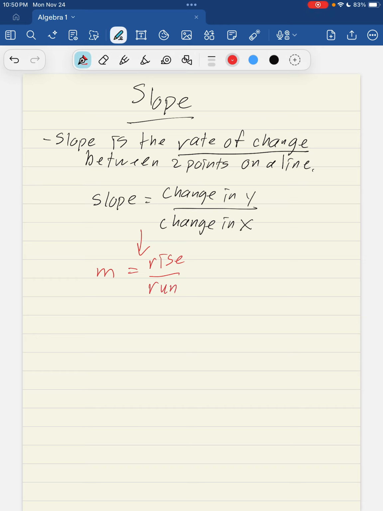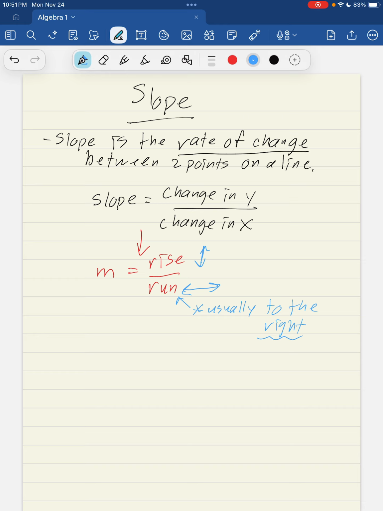Why do we use rise and run? Because rise is your up-down movement, while run is your left-right movement. Speaking of running, I usually run to the right on my slope. Usually to the right. That's my pattern. It makes things easier for me. At least I find it easier.